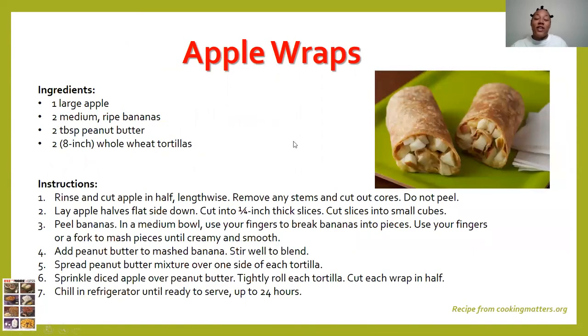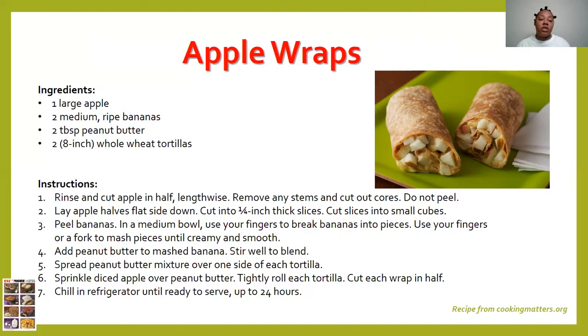All right. And then another recipe that I have here is apple wraps. Real fun to make. You just have 1 large apple, 2 medium ripe bananas, 2 tablespoons of peanut butter, and then you get 2 whole wheat tortillas. And here what you're going to do is rinse and cut the apples in half lengthwise, and then remove the stems and cut out the core, of course. You don't want to peel it though.